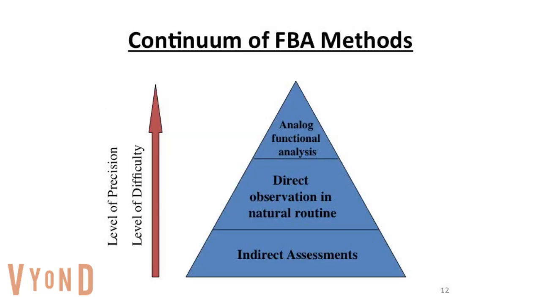So here's the continuum of FBA methods, and you can see that at the bottom it starts with the level of difficulty and the level of precision. So at the bottom you'll see indirect assessments, which is like interviews, right? Rating scales, so not so difficult but also less precise. And then you have direct observation in the natural routine. And then at the very top is the analog functional analysis. So this is also another term for your functional analysis assessment. So that's where you're actually manipulating variables to test the hypothesis.